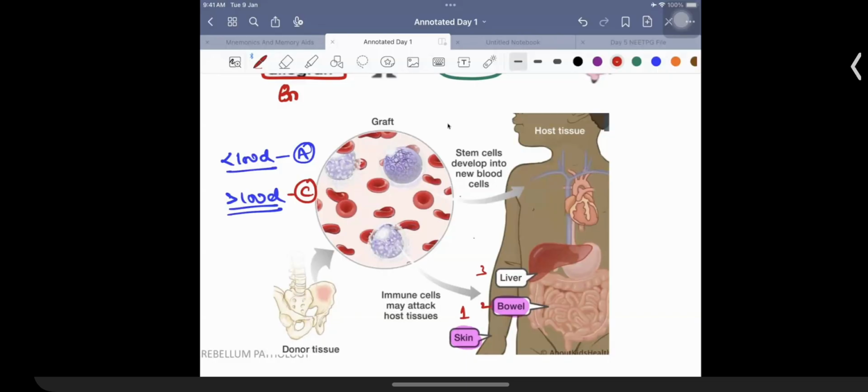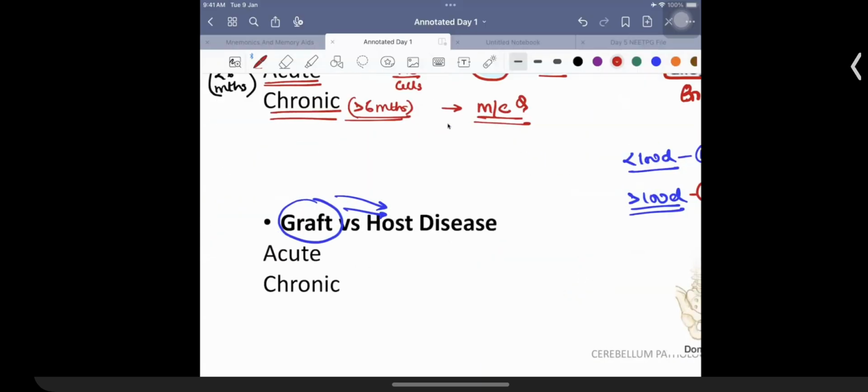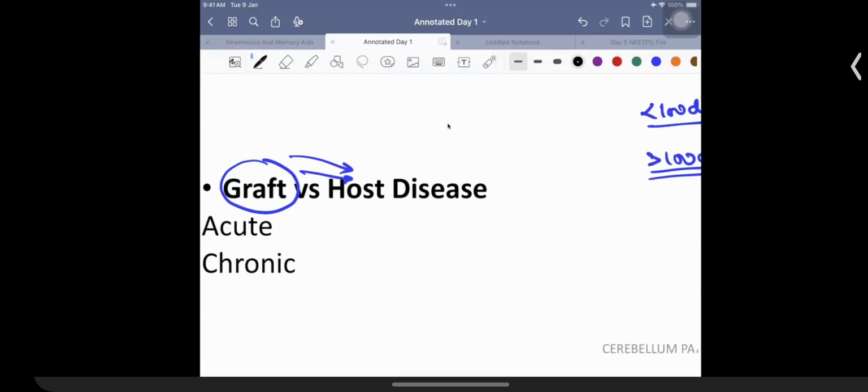So the clinical presentation of the patient is in the form of a skin rash. Patients are going to develop diarrhea, typically bloody diarrhea, and they are going to develop jaundice. That is what you are going to observe in a patient having graft versus host disease. Which type of grafts have a high chance of developing graft versus host disease? This is typically applicable in a condition like bone marrow transplant, BMT. An example of a solid organ transplant which causes graft versus host disease is hepatic transplant.